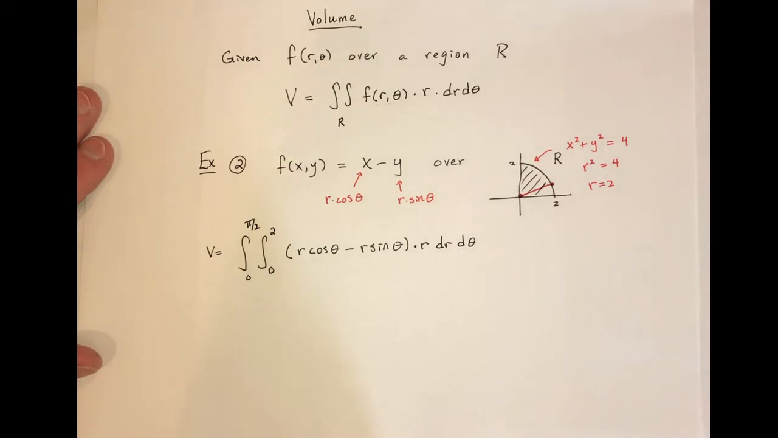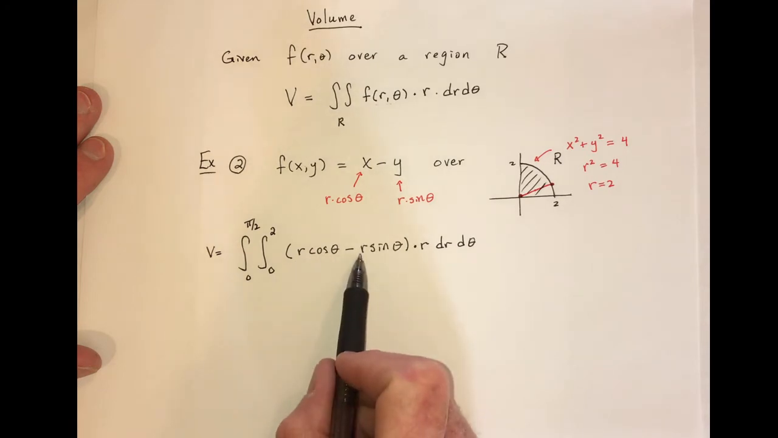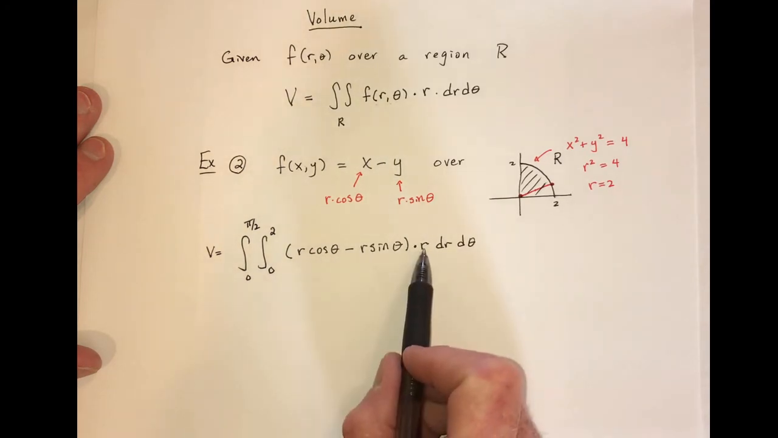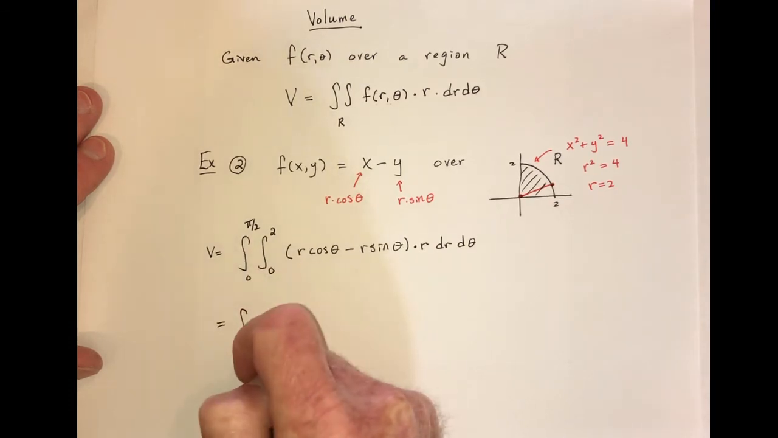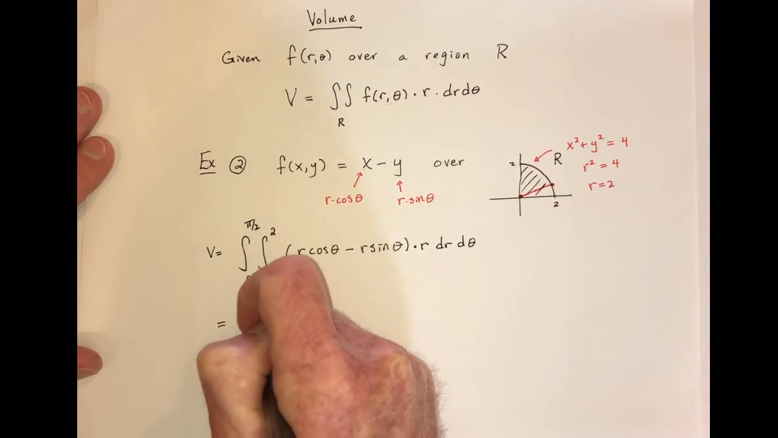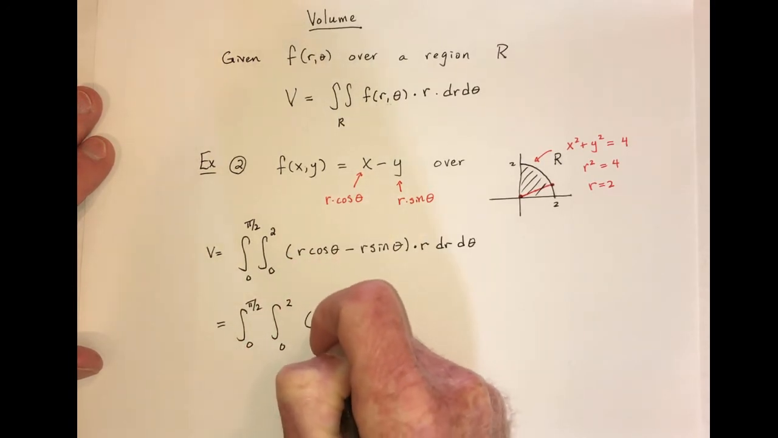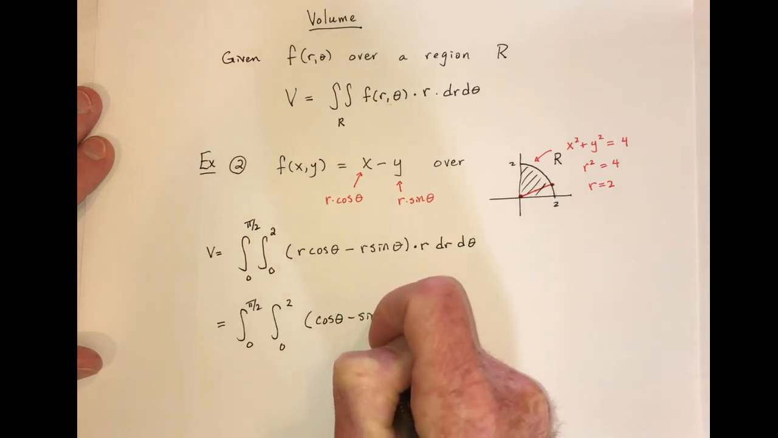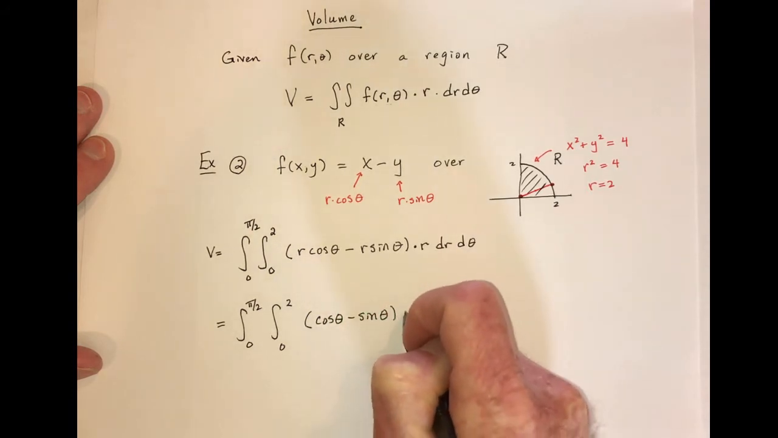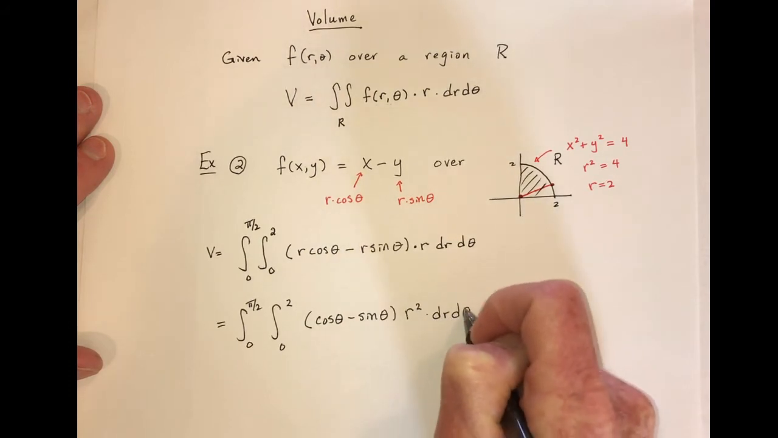Now, I think what we should do is, each of these has an r, so we could factor that out, put it together with this r, and it'll make r squared. So just do that little bit of algebra first. So in the parentheses, it leaves cosine minus sine, and then there's going to be r squared, and then the dr d theta.